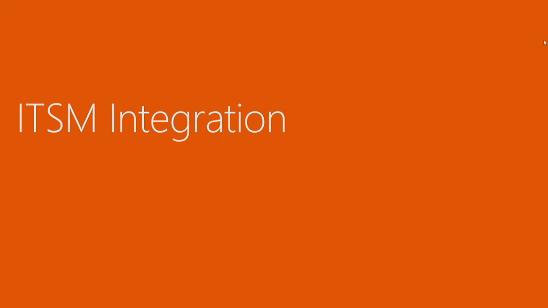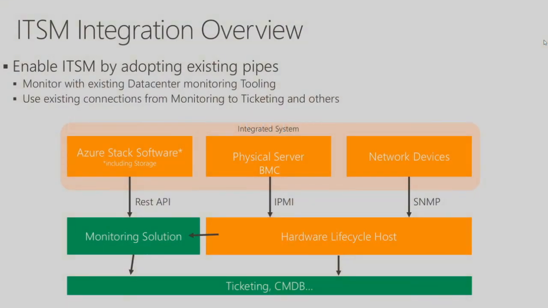Now let's shift gears a little bit and talk about ITSM integration. Let's start by giving you an overview. All the orange boxes is really what you get with the Azure Stack system. And I want you to think of Azure Stack, of the integrated system, in three buckets. The first bucket is the Azure Stack software. The second one is the physical servers. And the third bucket is the network devices. Those three buckets make up the Azure Stack system, plus the hardware lifecycle host that comes from the hardware partner.